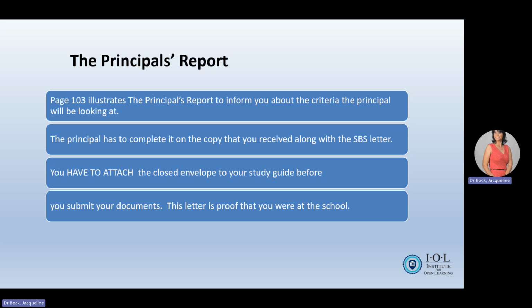We talk about the principal's report. There's an example on page 103 that illustrates the principal's report so that you can see the criteria that the principal will be looking at while completing that particular form. That has to be completed, and a signed copy of this form with the stamp of the school needs to be sent to IOL. And you will have to attach the closed envelope to your study guide before you submit your document. So this letter is proof that you were at the school.